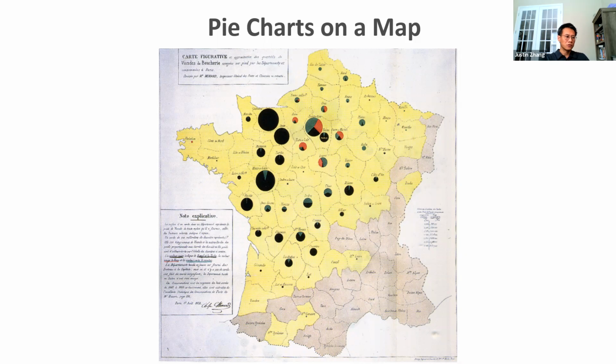So this map was created by the same person who created the Napoleon's campaign map, which we mentioned before, who is Charles Minard. He created this one in 1858 to visualize the supply of meat to Paris in France.